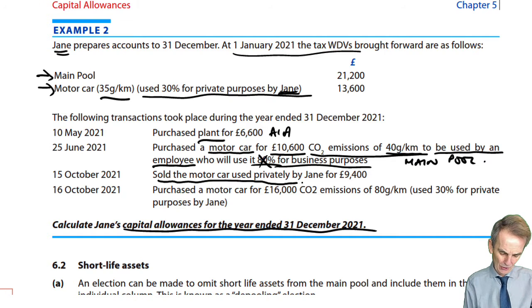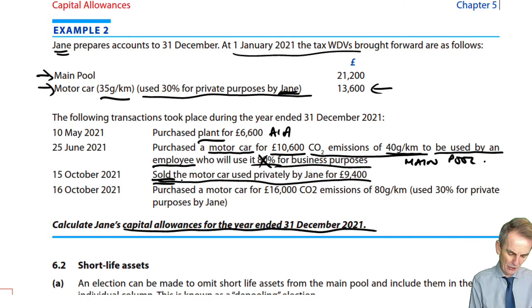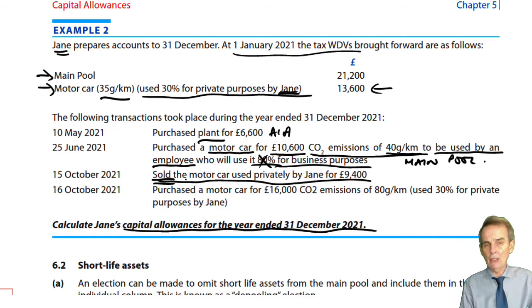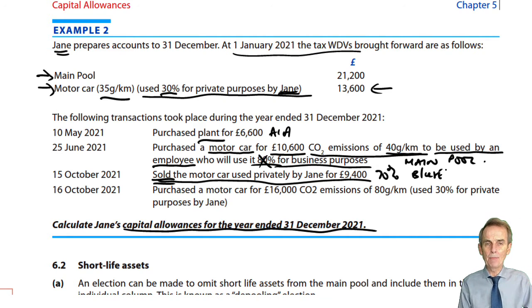Sold the motor car used privately by Jane. There was the car, the tax written down value brought forward, and now it's been sold during the period. That means, of course, that a balancing adjustment will be required. But when we do that balancing adjustment, we're told it's used 30% for private purposes. So that means that it's 70% business use. And only 70% of any balancing adjustment, be it allowance or charge, will go into our allowances column.